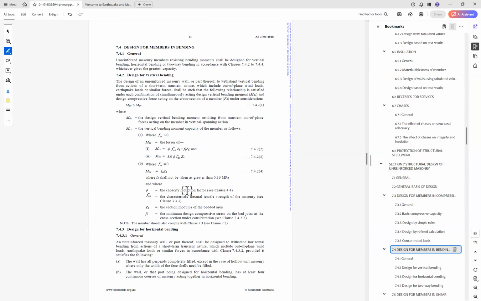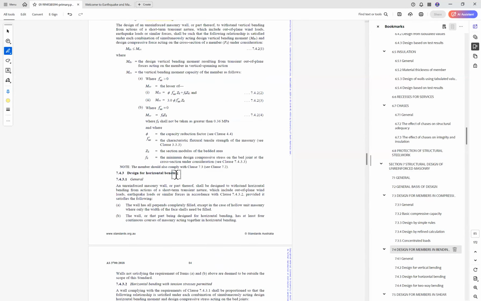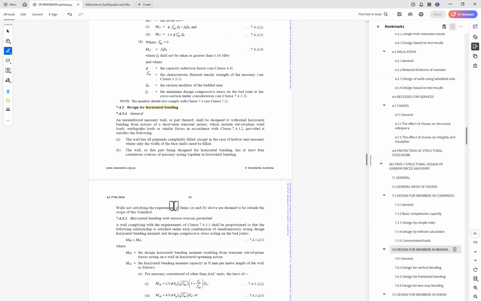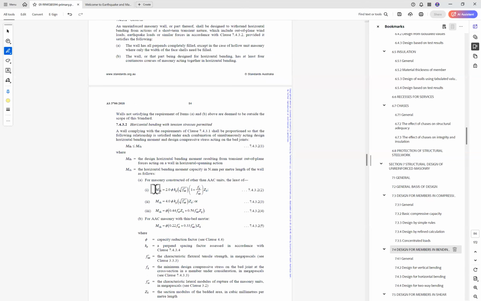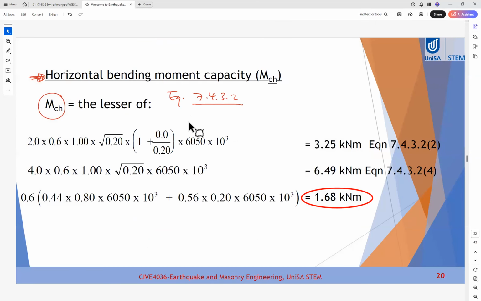So this is the design of member in bending. The vertical bending we already finished. This is for horizontal bending. So we have MCH. This is the first formula, second formula, and third formula. Okay. So clauses 7.4.3.2, 3, and 4 are for the clay.